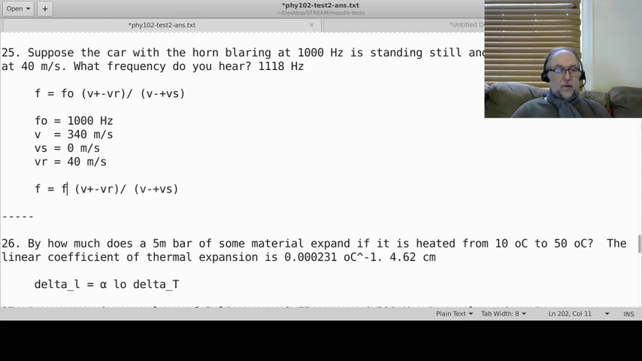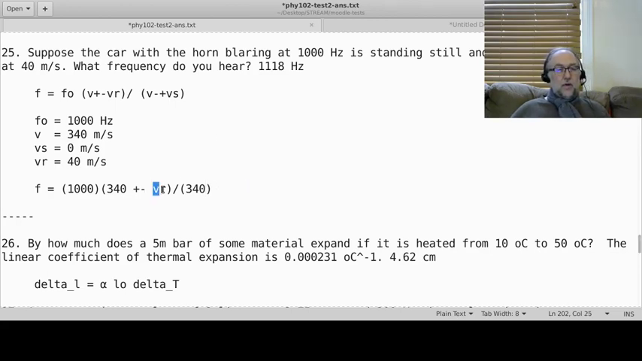All right, so F0 is 1,000. V is 340, that's the speed of sound. Over here too we have 340. Now in the denominator, VS is 0. So again, it doesn't matter whether you do plus 0 or minus 0. No decision to be made there.